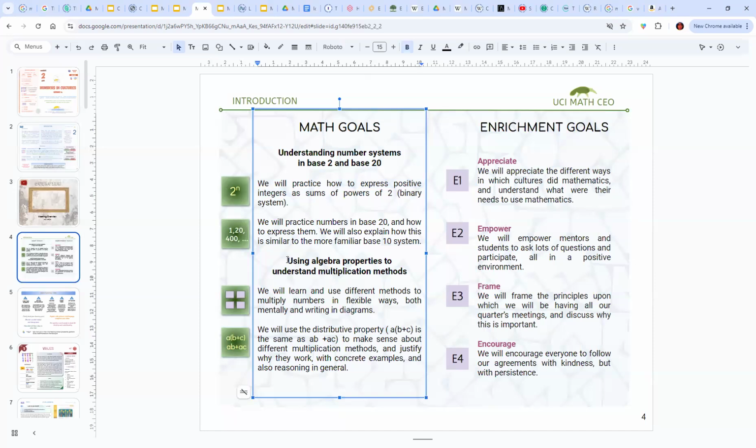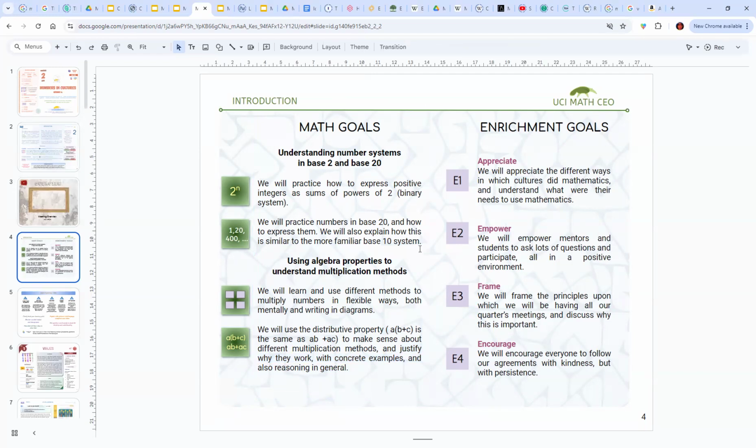And then we'll get to know a lot of cultural multiplication algorithms from Egypt and other places. So using algebra properties to understand multiplication methods. We'll learn how to use different methods in a flexible way, both mentally. So mental math is also very encouraged in this meeting, and also writing in diagrams. We'll also use the distributive property to make sense about different multiplication methods. So that's kind of once you discover how it works, then it's why it works. And if it works all the time, or if you have to have some conditions. And then we justify with either concrete examples and hopefully more general reasoning.